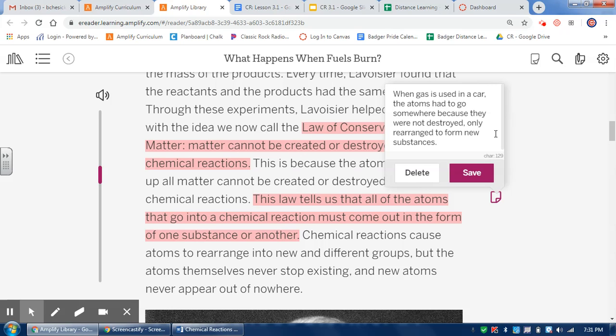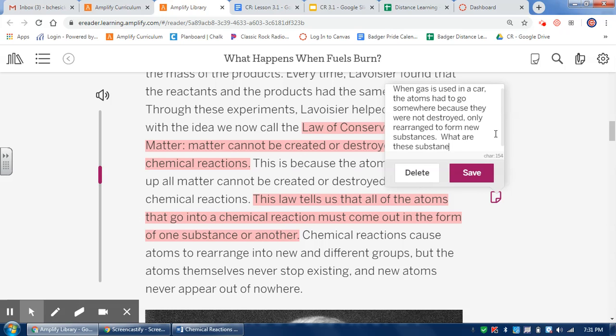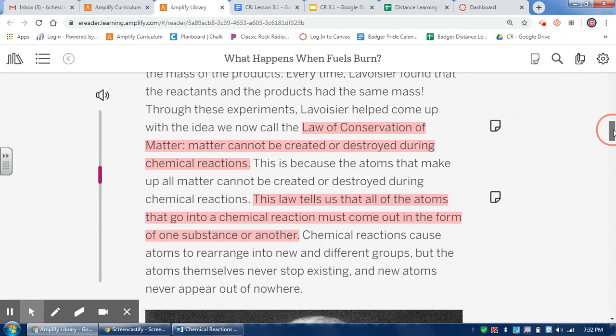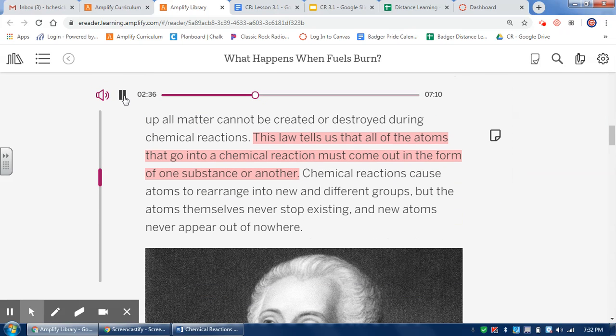Okay, so my question would be, what are these substances? Okay, so if I know that when a gas tank is empty, those atoms got rearranged into a new substance, my question would be, what are those substances that the gasoline turns into? Chemical reactions cause atoms to rearrange into new and different groups, but the atoms themselves never stop existing, and new atoms never appear out of nowhere.